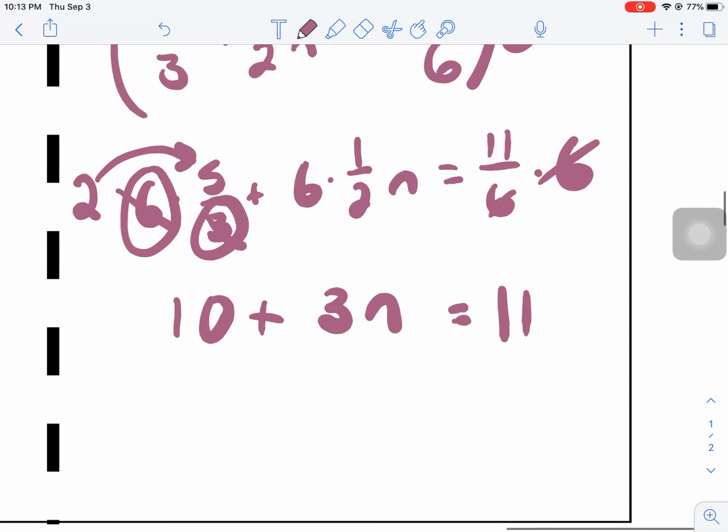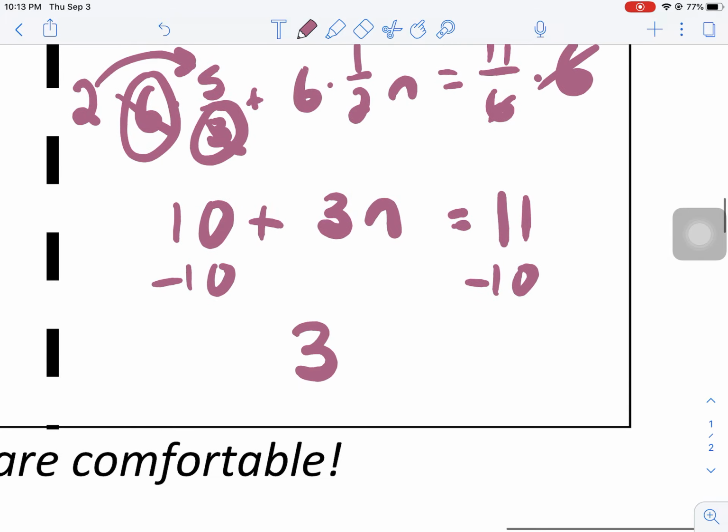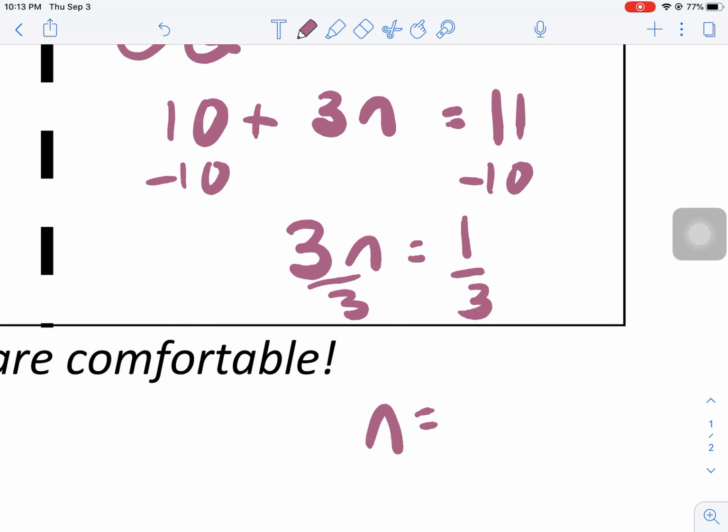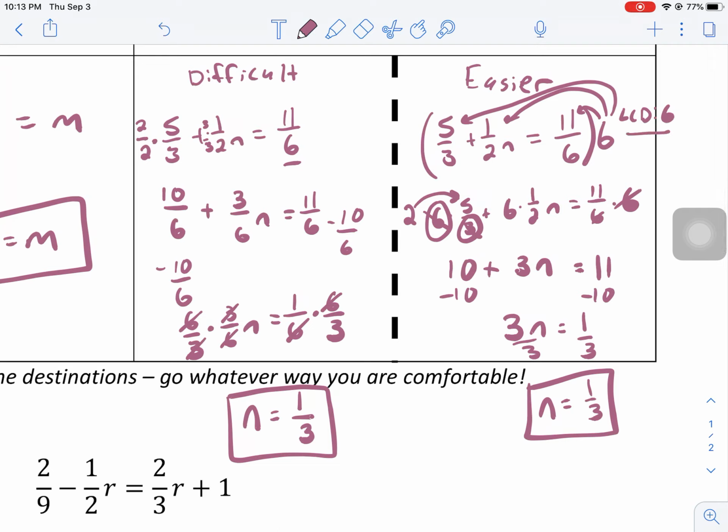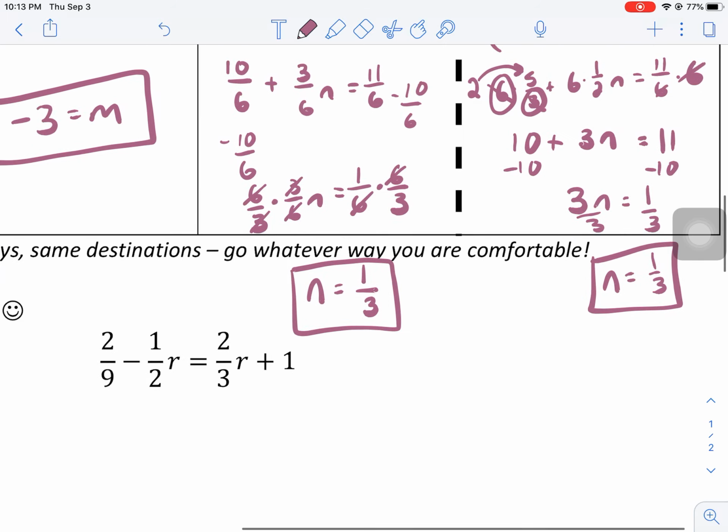Now we can just solve this, and it's all whole numbers, so we subtract 10 from both sides. We get 3n is equal to 1, we divide both sides by 3, and we get n is equal to 1/3. So, in my opinion, using the least common denominator to cancel out all of the fractions is a little bit easier than working with fractions the whole time. But really, guys, the preference is up to you. If you're comfortable with fractions, definitely do the fraction way. If you're not comfortable with fractions, then I would suggest using the least common denominator to cancel things out.